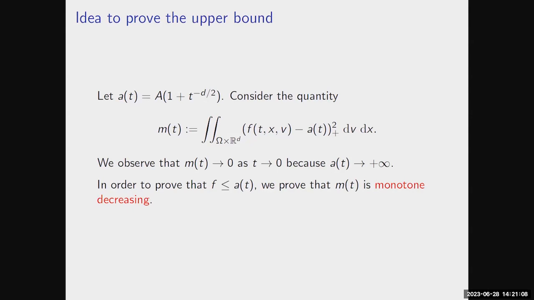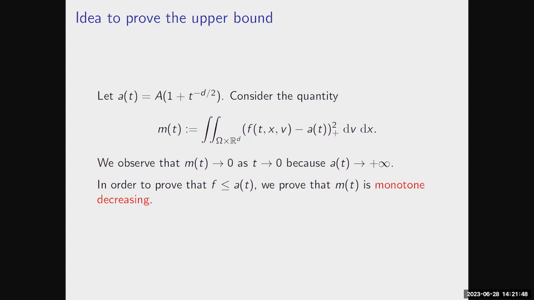So what I'm going to try to track is the value of this quantity. I have my desired upper bound. I want to prove that f is always less than this little a of t, right? So one way to do it is I can look at the positive part of f minus a and integrate it, and try to look at this quantity. I would want to get that this quantity is identically zero, right? So the way to do it is I'm going to prove that this quantity is monotone decreasing.